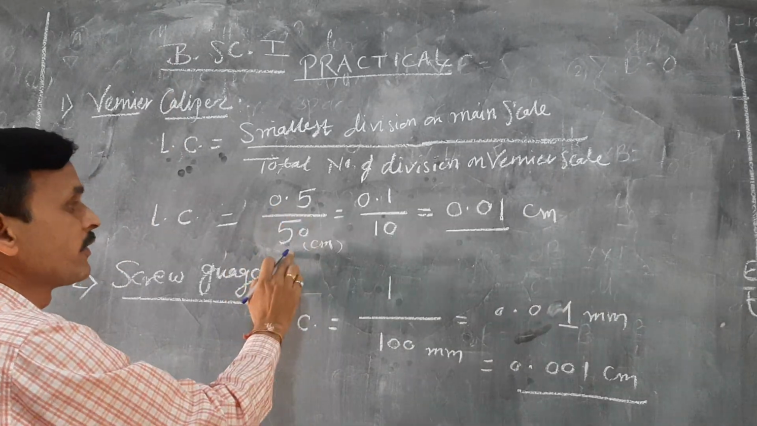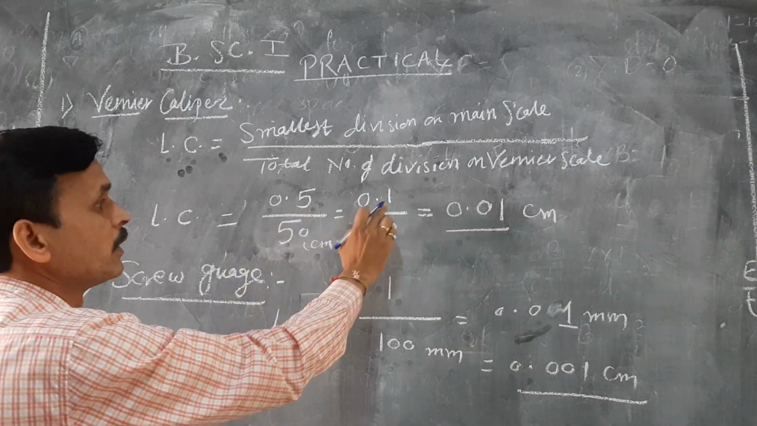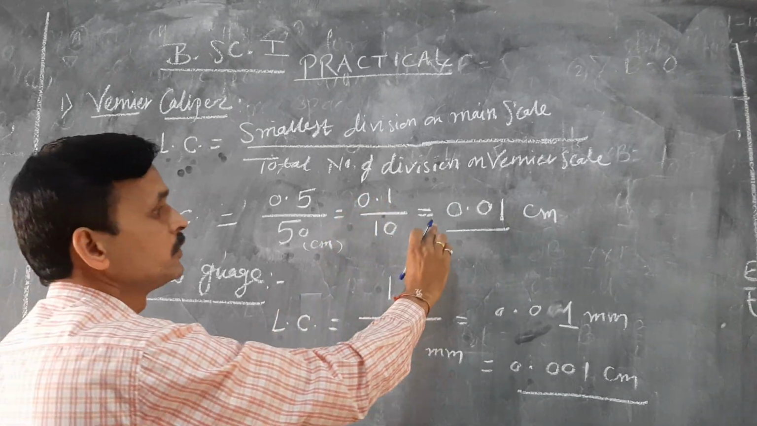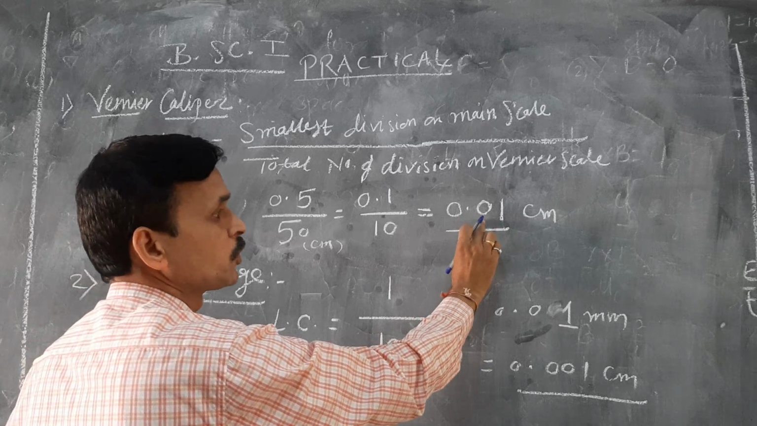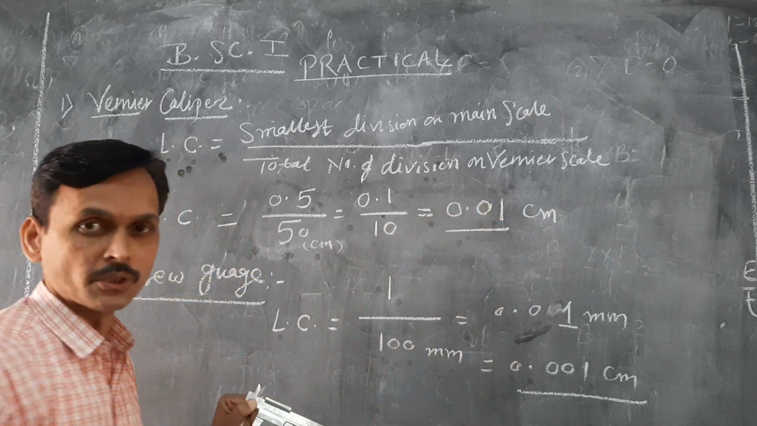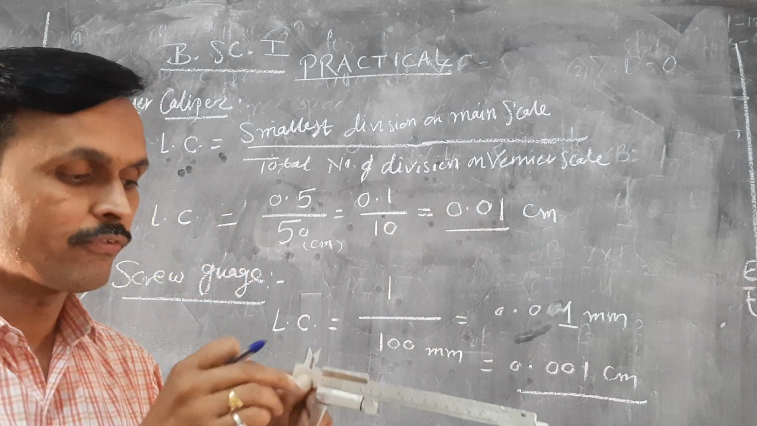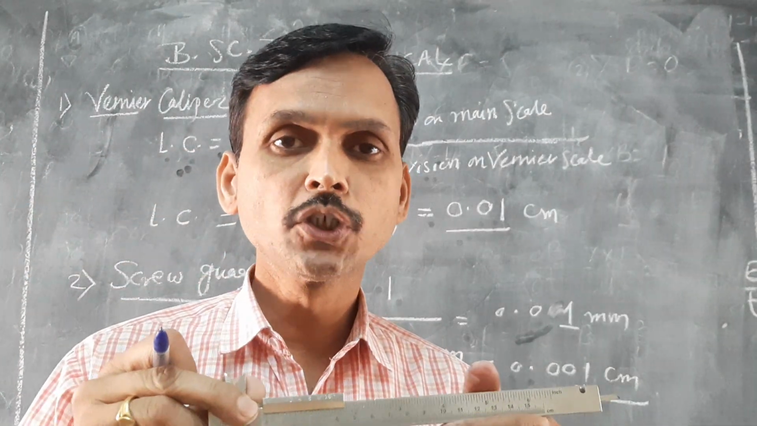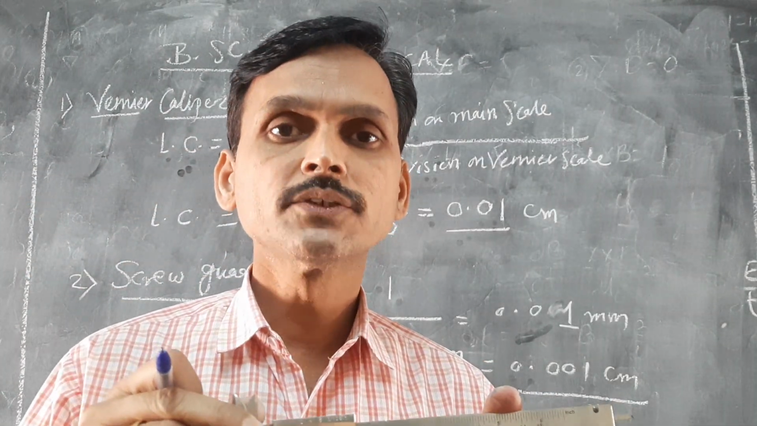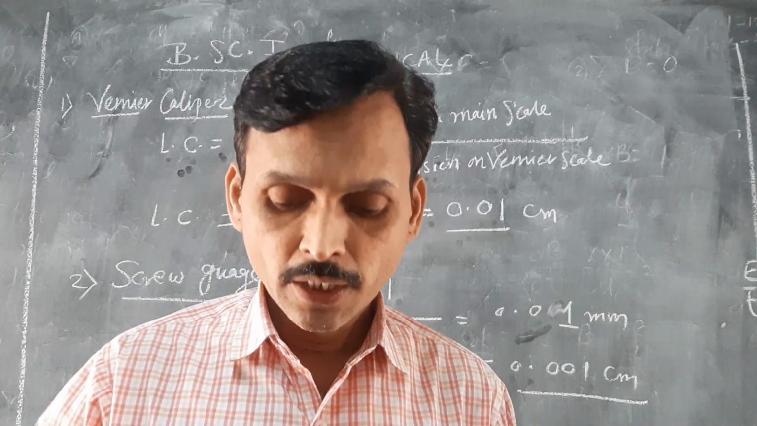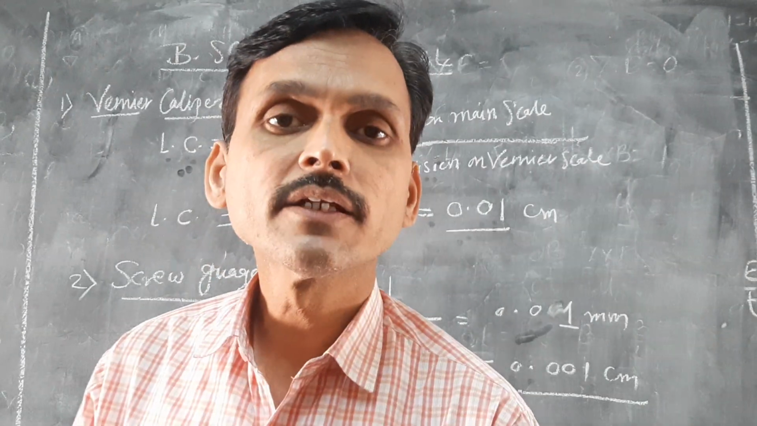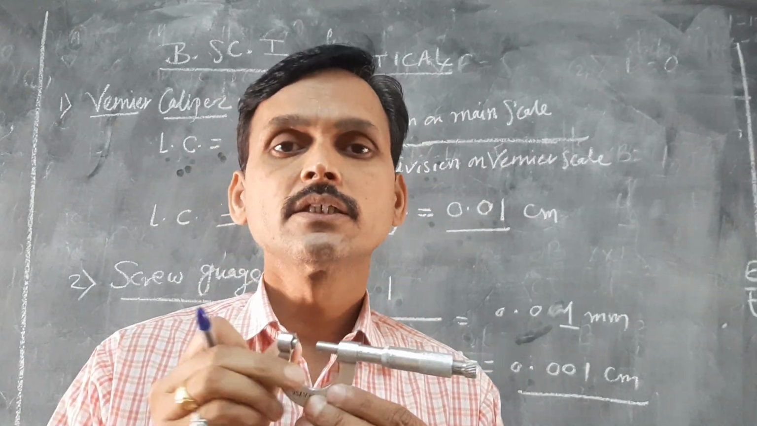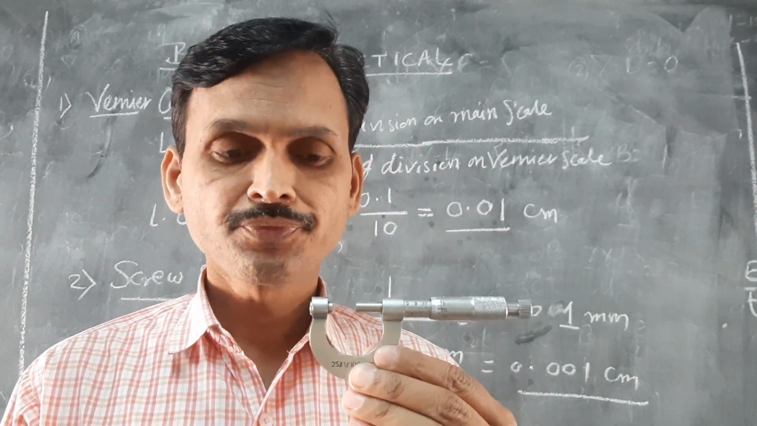So 0.5 divided by 50, you will get 0.1/10. After simplifying, you will get the answer, that is 0.01 centimeter. So the least count of Vernier caliper we have determined is 0.01 centimeter. Okay. The next one, that is also a very important instrument, is known as the screw gauge.